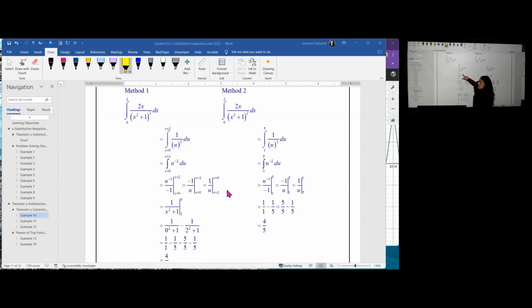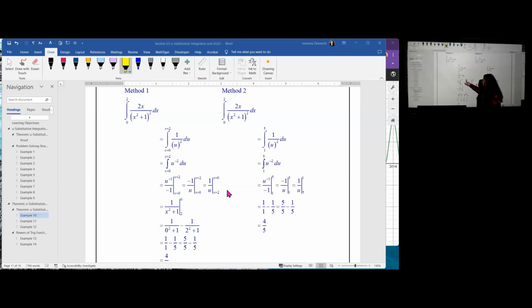Once I have this, I know I can use the power rule for integrals. This gives me u to the negative 1 divided by negative 1, which I rewrite as negative 1 divided by u. I cannot substitute the limits of integration into u. The limits are x values, and the antiderivative is in terms of the variable u. I must back substitute and get out of u and back to x before I can substitute.